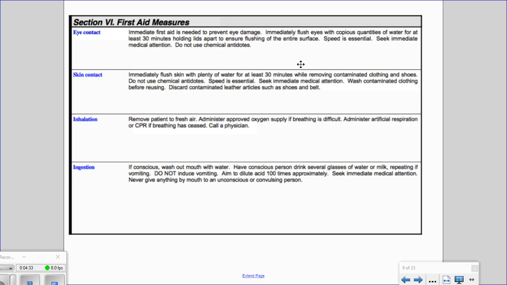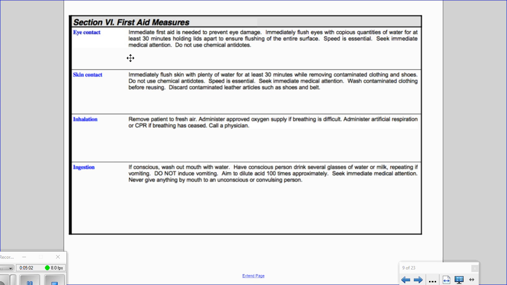First aid measures are also provided. Should you be accidentally exposed to this particular chemical, how to deal with this exposure is provided. For example, if hydrochloric acid splashes in your eyes, it tells you what to do. If hydrochloric acid does get into your eyes, you have to immediately flush your eyes with copious quantities of water for at least 30 minutes.